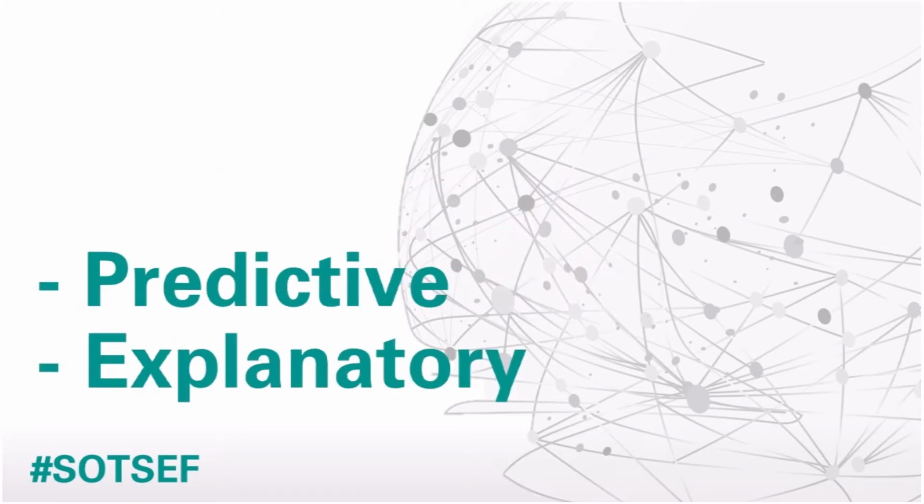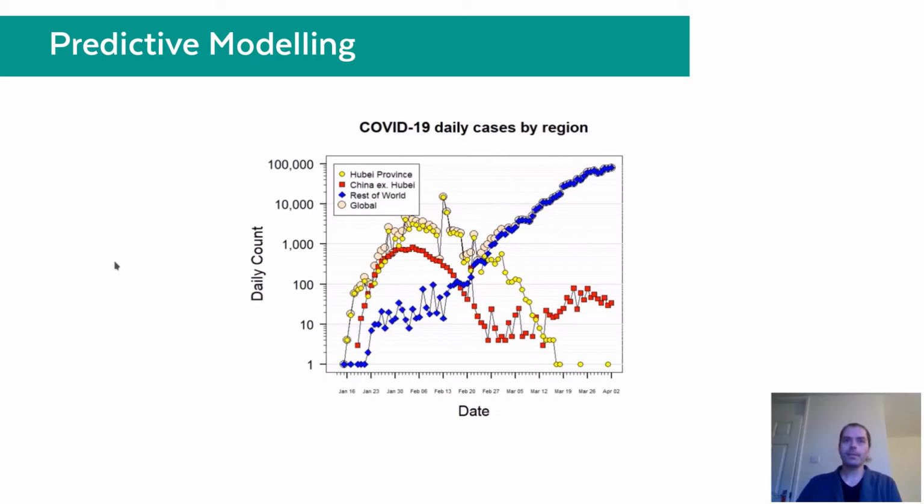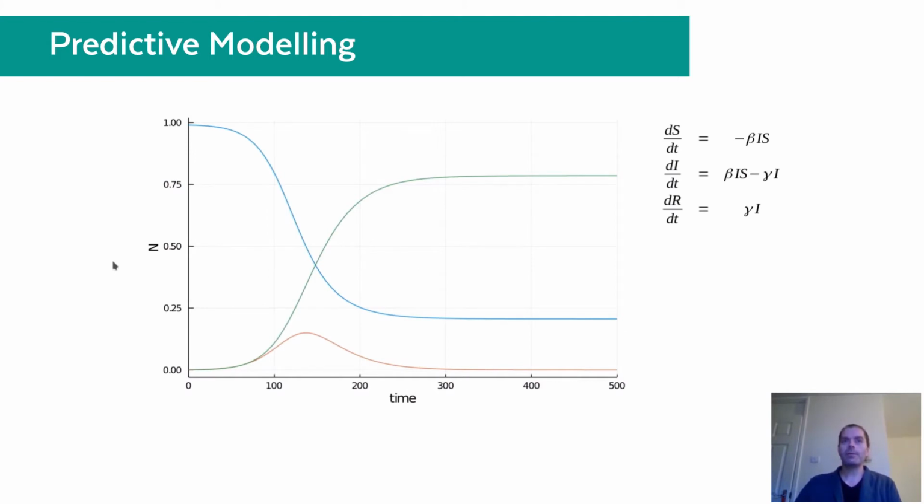There are two types of models that I want to talk about. First, predictive models, and then explanatory models. This is the cases of COVID-19 in parts of China and the rest of the world at the beginning of this year. As we all know, governments have since then struggled to contain the pandemic and to find ways to minimize fatalities while at the same time keeping the economy on track. And the way they're doing that is usually by employing some kind of modeling.